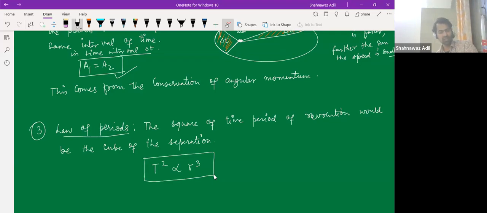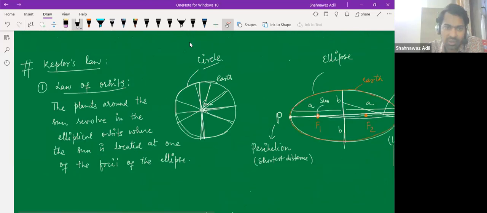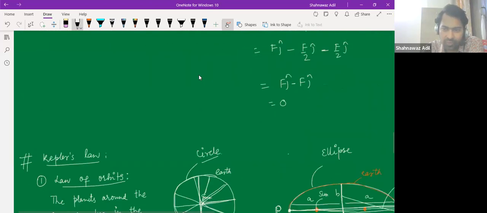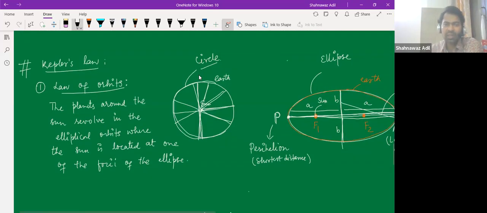Any doubt in these laws, guys? No, sir. Then please note it down. In the next class, we will talk about the acceleration of gravity at different positions, and we'll try to finish this chapter.